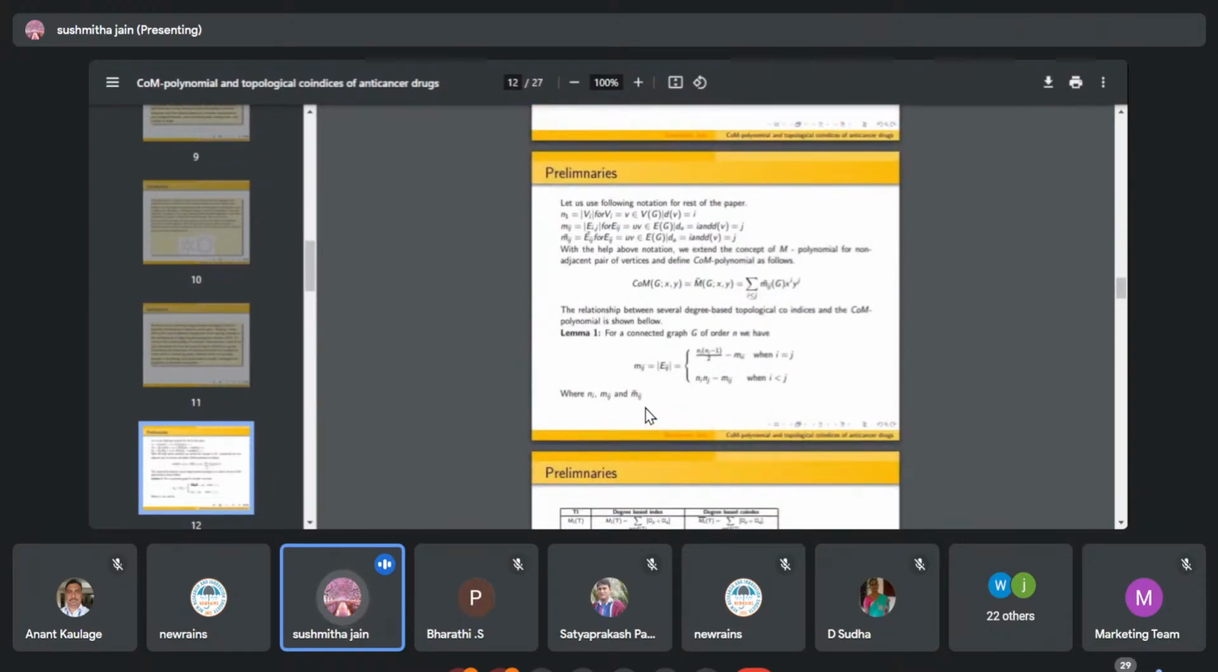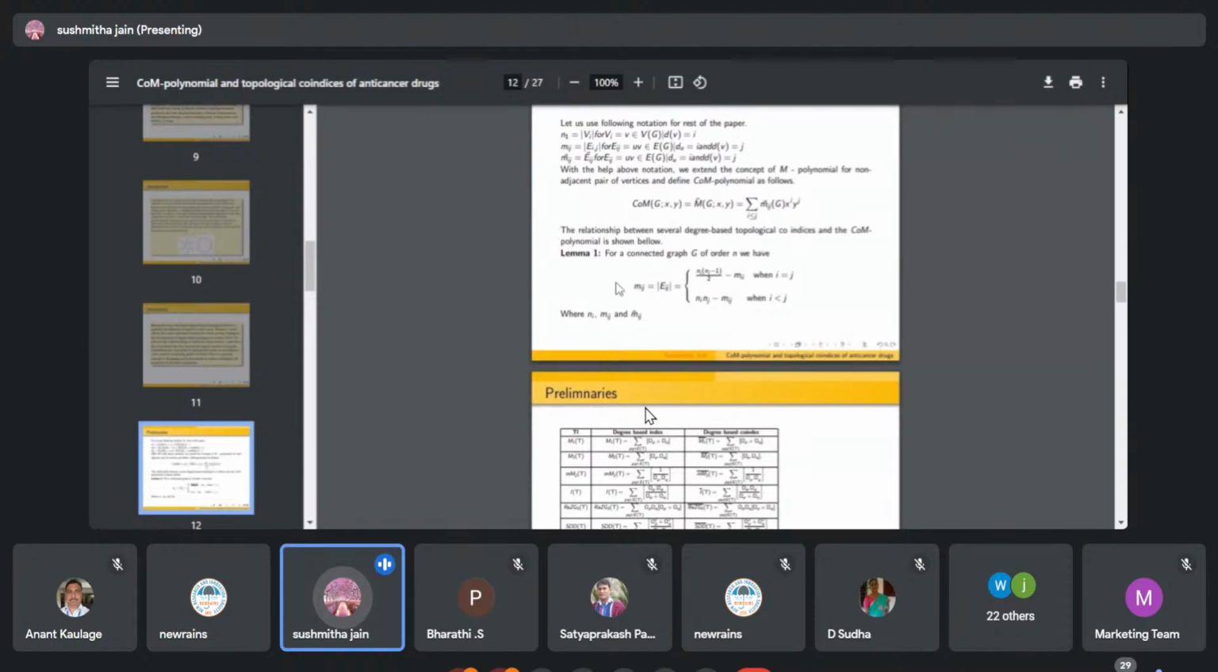In our present work, we have used coindices. These are the formula and notation we used for coindices. Also, we extend this concept to the M-polynomial for adjacent pairs of vertices. This is the formula for the co-M polynomial. Using this, we also used a lemma.